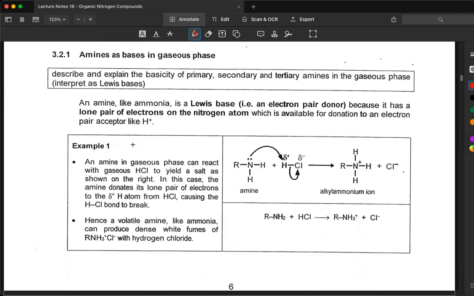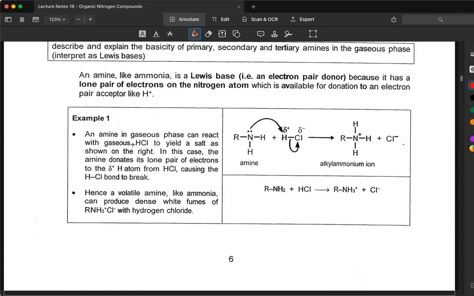And amine, like ammonia, is a Lewis base, which means it's an electron pair donor because it has a lone pair of electrons available on the nitrogen atom to donate to an electron pair acceptor like your hydrogen ion. For example, amine in gaseous phase reacts with gaseous HCl to yield a salt as shown on the right, alkylammonium ion. So the amine donates its lone pair of electrons to the partial positive hydrogen atom in HCl. And this causes the H-Cl bond to break because Cl, being more electronegative than hydrogen, is able to pull electrons to itself and cause the bond to break easily.